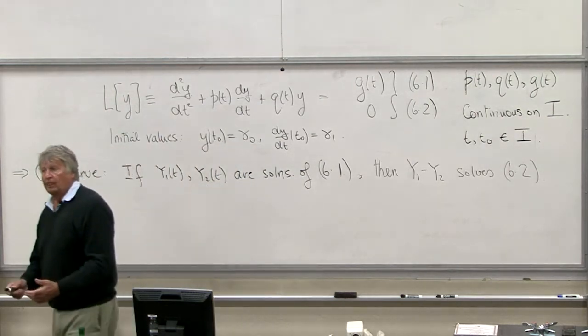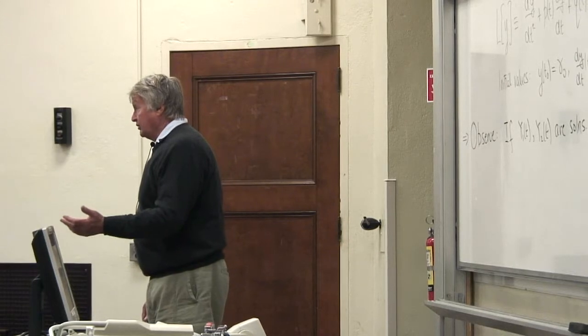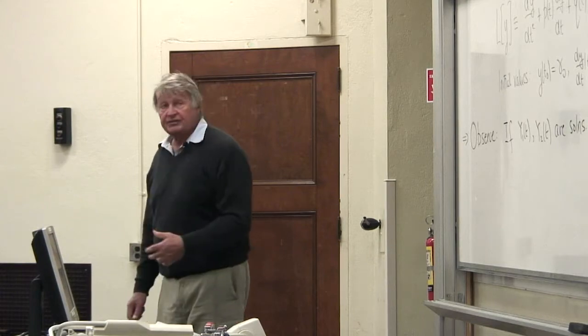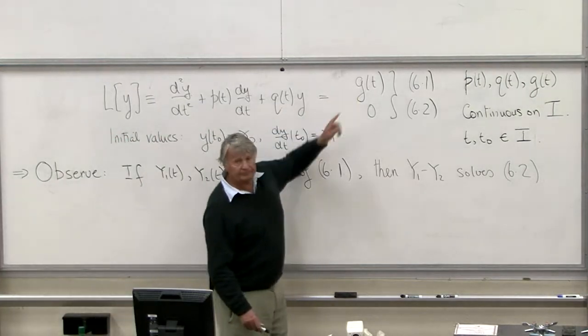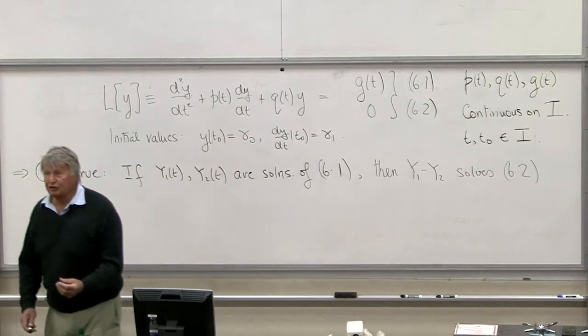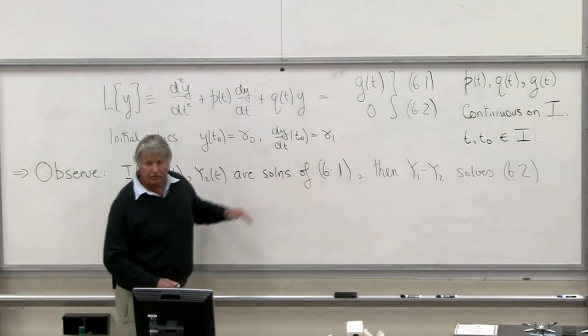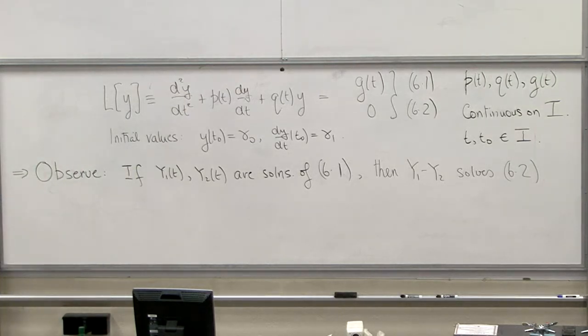Okay? So, the difference of any two solutions of the inhomogeneous equation, 6,1, the one with a non-zero g of t, satisfies the homogeneous equation. Now, this lets us devise a scheme for finding the general solution of this guy. By general solution, I mean one with enough degrees of freedom that I can satisfy arbitrary initial conditions given on the value of y at a time t0 and its first derivative.